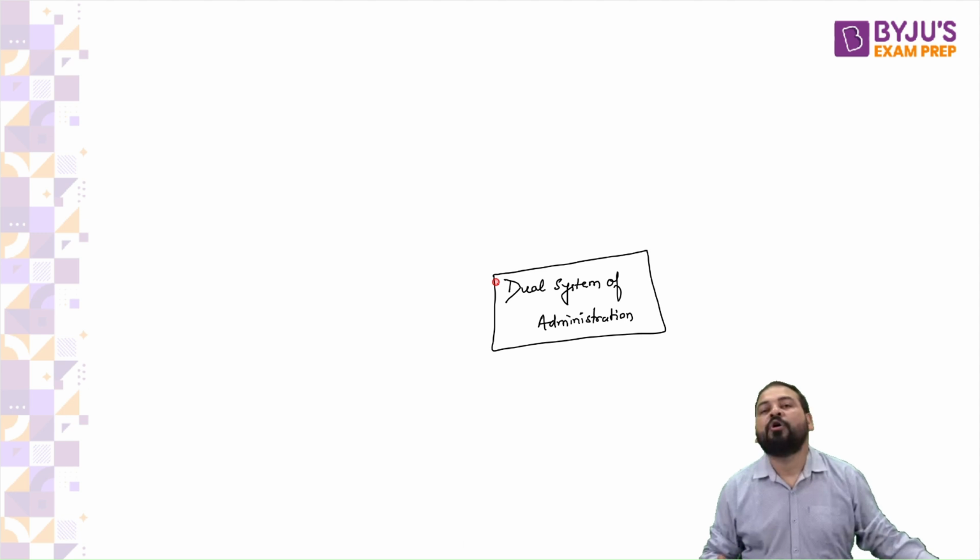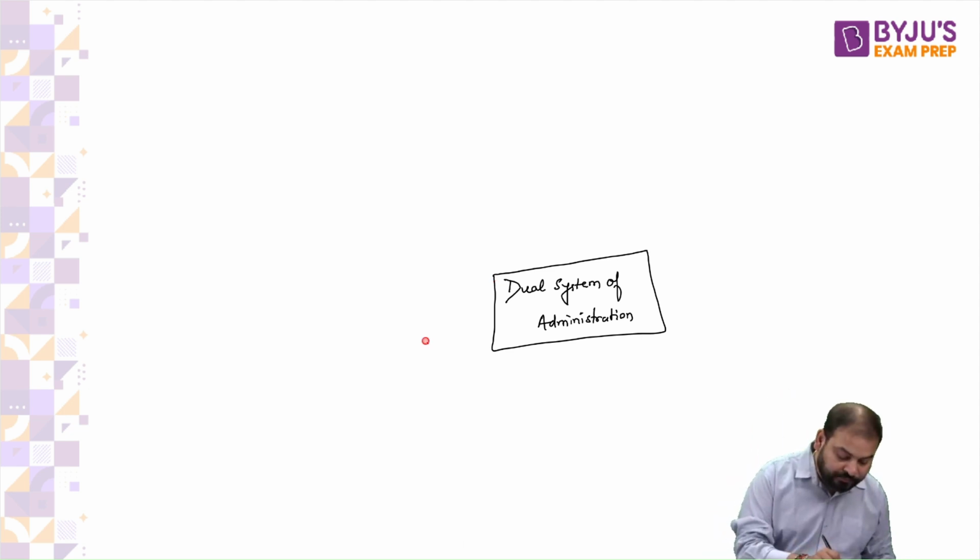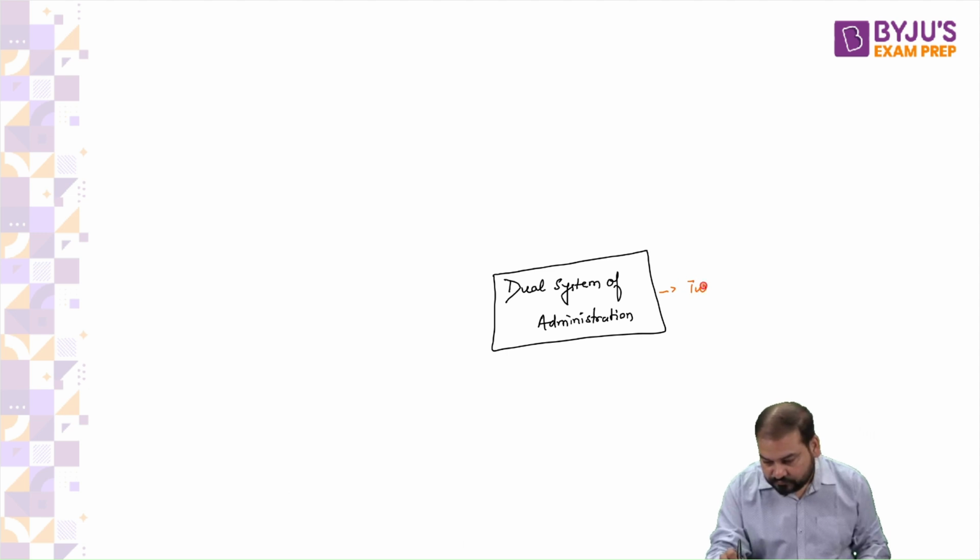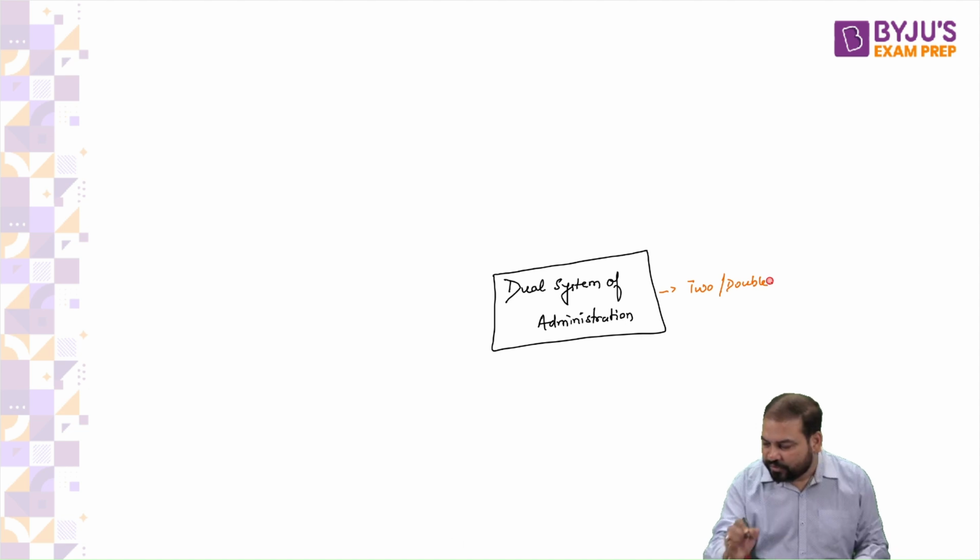All of you, what do you mean by dual? What do you understand by the word dual? Two. Absolutely. So basically, two or double, whatever you call it. No, Arshita, it's not like that.